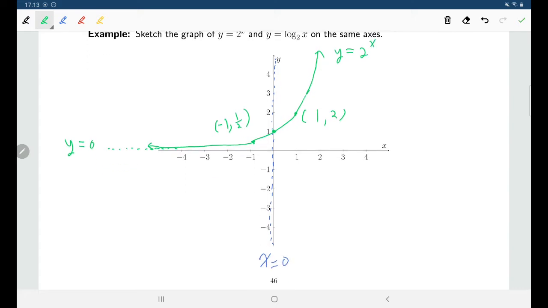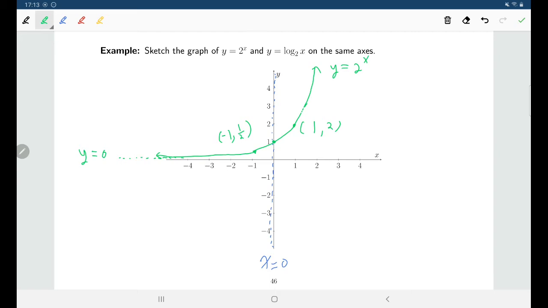So I've drawn in my vertical asymptote x equals 0, and now I know that it's going to have all the same points as 2 to the x, just with the coordinates switched. So instead of the point (1, 2), we'll have the point (2, 1). Instead of the point (0, 1), we'll have the point (1, 0). And instead of the point (-1, 1/2), we'll have the point (1/2, -1). And there we go. This is my graph of log base 2 of x.